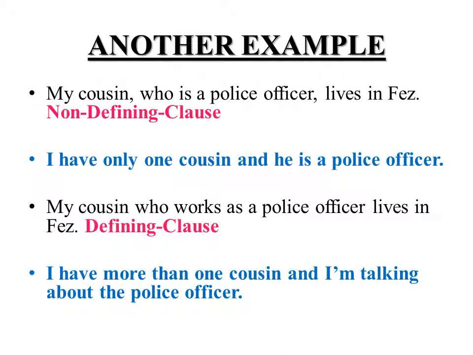Another example, my cousin, who is a police officer, lives in Fez. This is a non-defining clause. How? Because we have a comma and we have extra information. So this means that I have only one cousin and he is a police officer. Example number two. My cousin who works as a police officer lives in Fez. This is again a defining clause. So I have more than one cousin and I am talking about the police officer. So you can see now the difference between defining and non-defining relative clause.